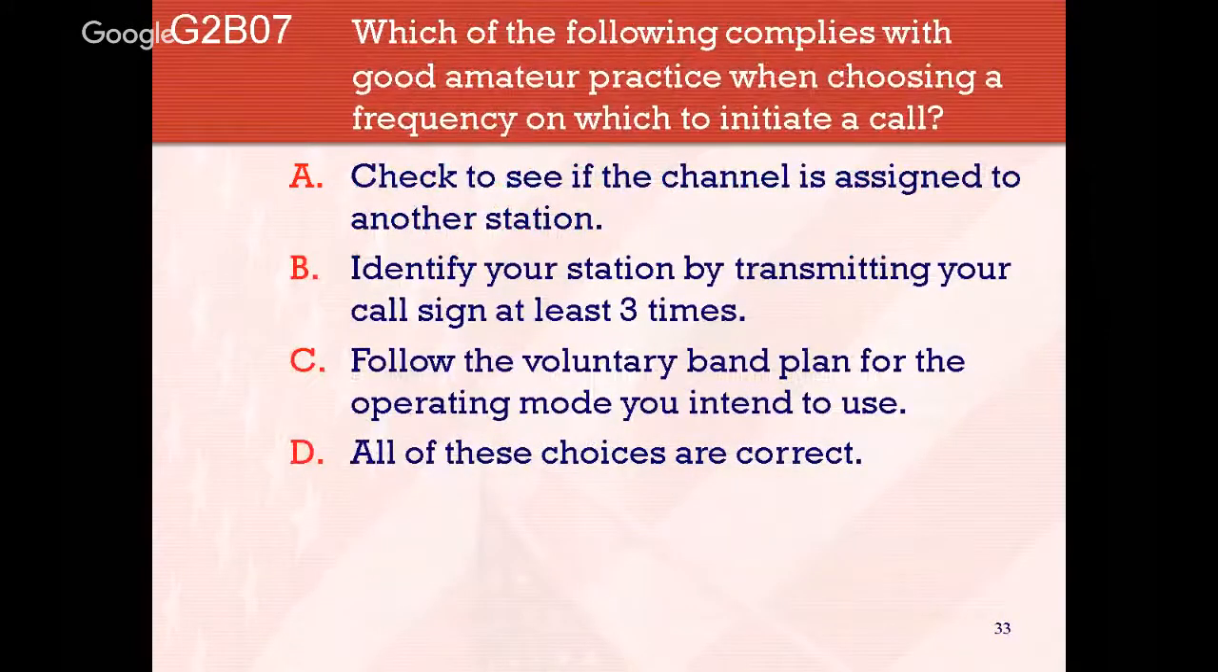Which of the following complies with good amateur practice when choosing a frequency on which to initiate a call? Okay. You checking to see if a channel is assigned to another station. Nobody's assigned a channel. Identify your station by transmitting your call sign. At least, nah, you don't do that. Following the voluntary band plan for the operating mode you intend to use is the correct answer here. C.